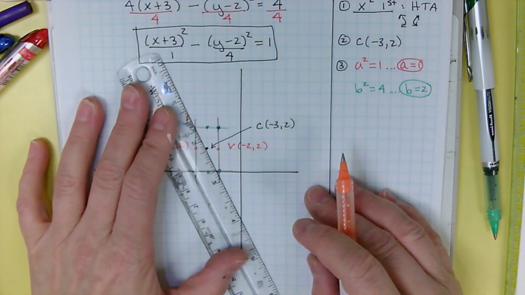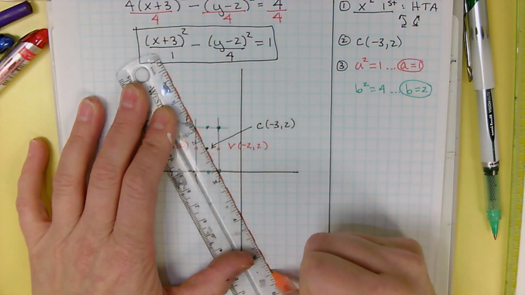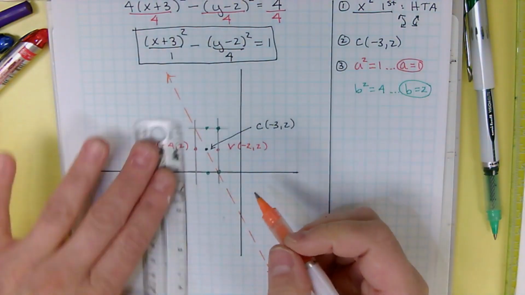Remember, the asymptotes go corner to center to corner. They are dashed. They have arrowheads.